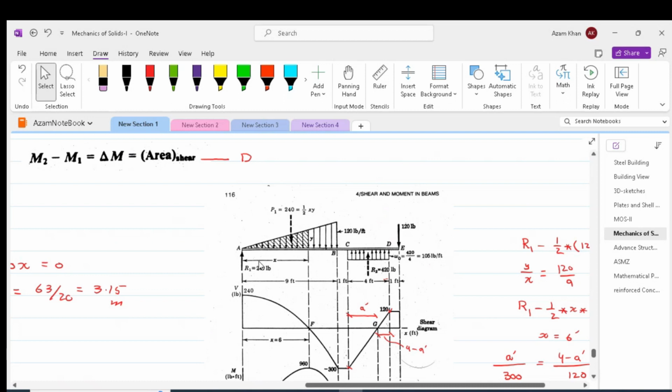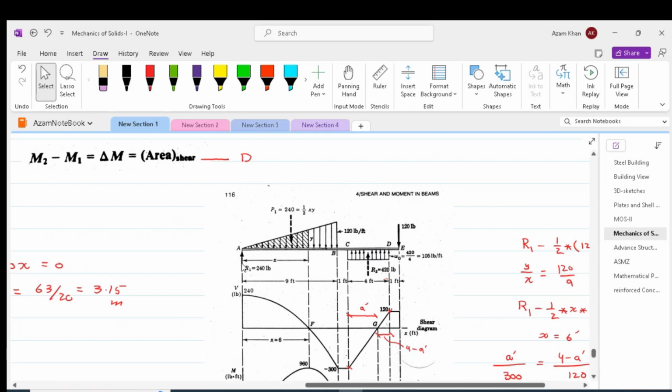In this example, we have got a span AE, which is made up of 4 segments. Segment AB has got a uniformly varying load of 120 pound per foot applied, and the length of AB is 9 feet. Segment BC is 1 foot long and having no external loads. Segment CD has got a UDL applied in the upward direction and its length is 4 feet. Segment DE is 1 foot long, and at point E we have 120-pound load applied. We have got an external reaction R1 of 240 pound applied at point A. We are asked to draw shear force and bending moment diagram for this arrangement of loading.